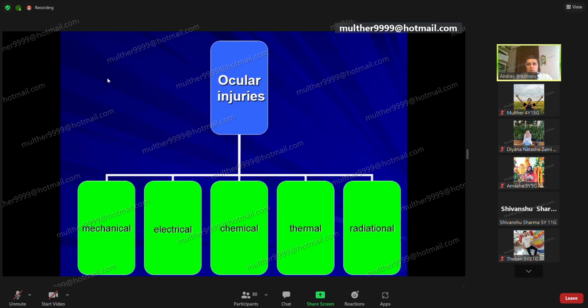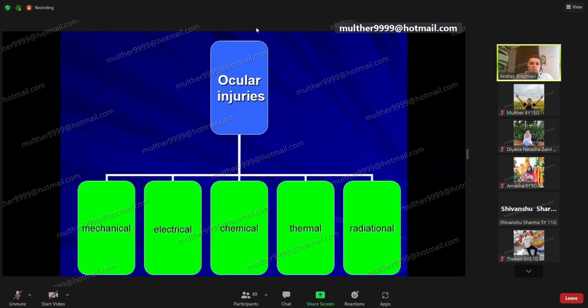In general, eyes, like any other part of the body, are not exempt from these injuries, in spite of the fact that they are well protected by lids, the margin of the orbit, the nose, and the presence of the orbital fat behind the eyeball. Ocular injuries may be grouped as follows: mechanical traumas, electrical traumas, chemical traumas, thermal traumas, and radiational injuries.